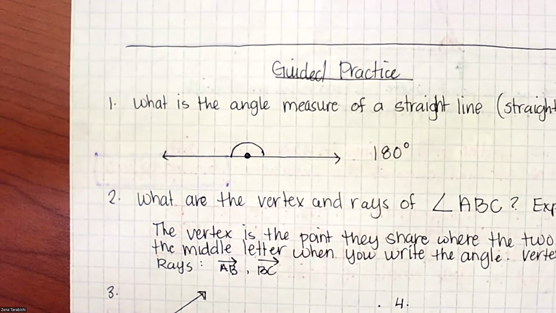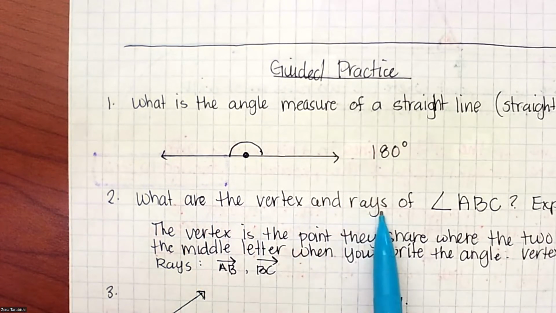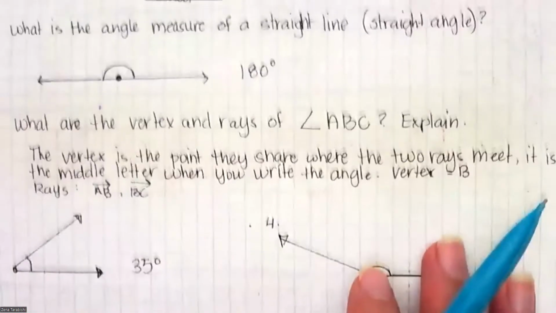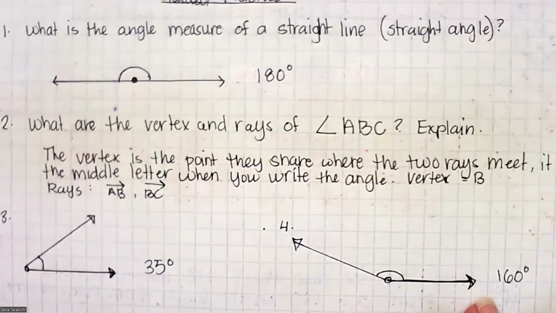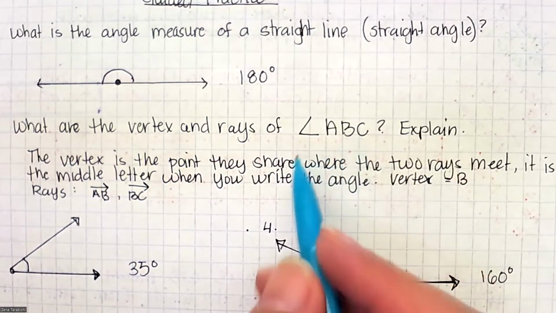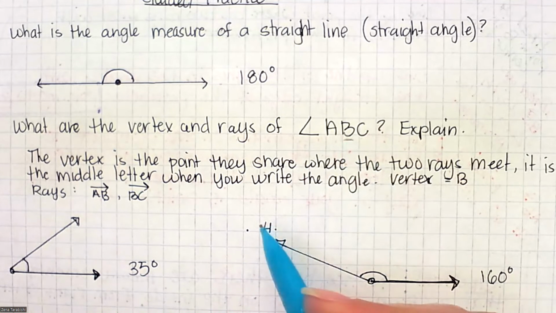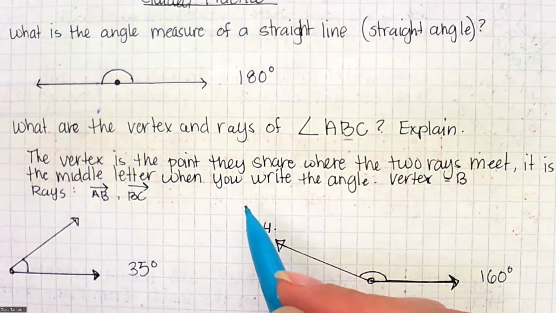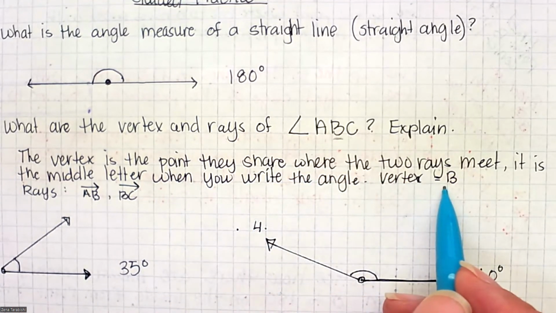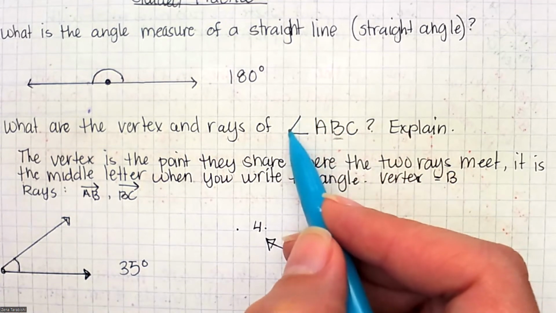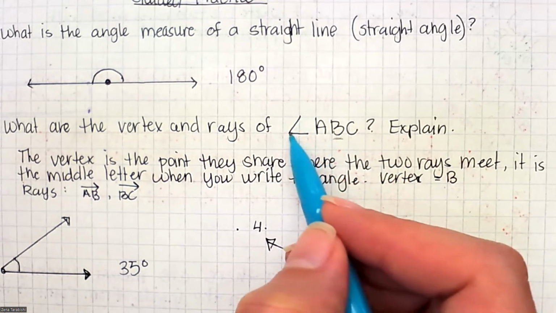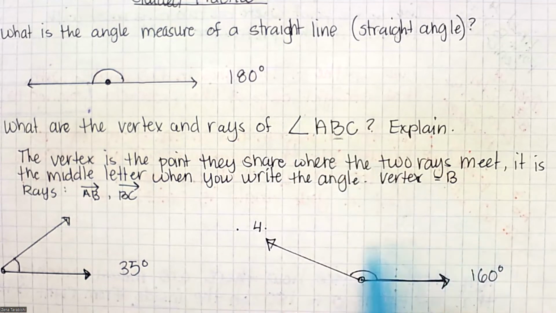Number 2, the vertex. What are the vertex and rays of angle ABC? Explain. So angle ABC over here, here's the symbol for angle. The vertex is the point that they share, and that's always the point that they list in the middle when we're talking about angles. So that point where both of those rays meet is B, so that's point B. The two rays are what come out of it. So you have ray AB, then you have ray BC, or you can say BA and BC.